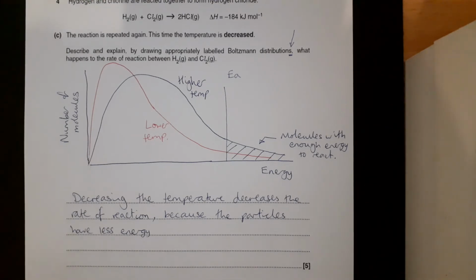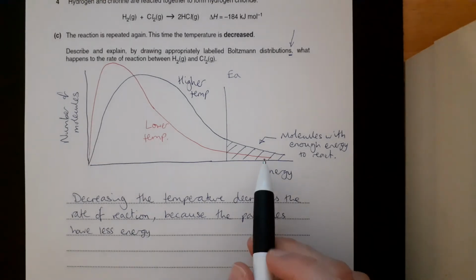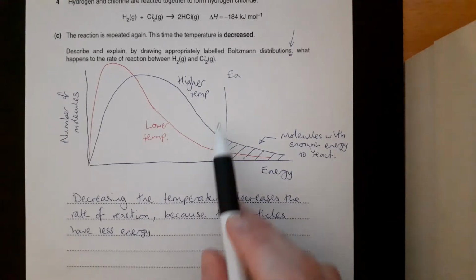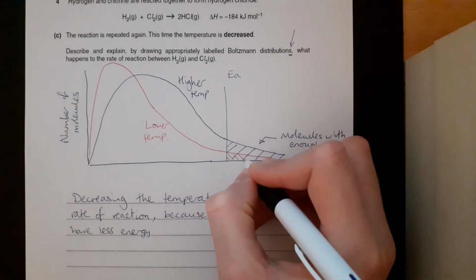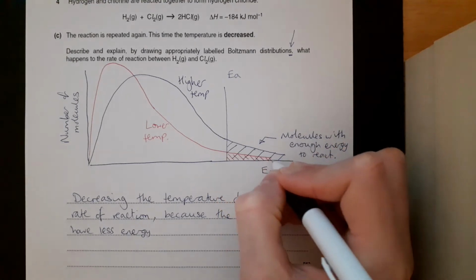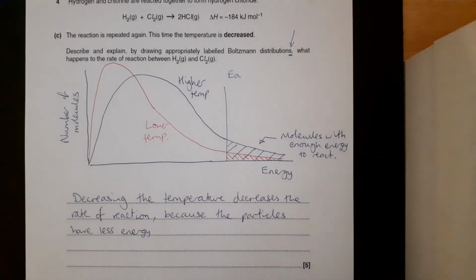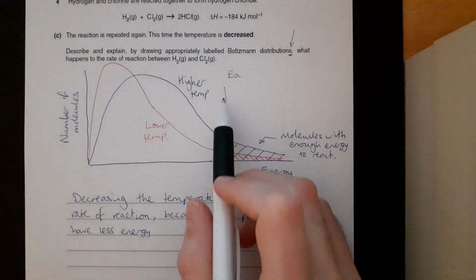So what does that show us then? Well, it shows us then that although the activation energy hasn't changed, we've got fewer molecules now with enough energy to react. We've only got this number of molecules. Because the particles have just got less energy, so there are fewer of them that have more energy than that.